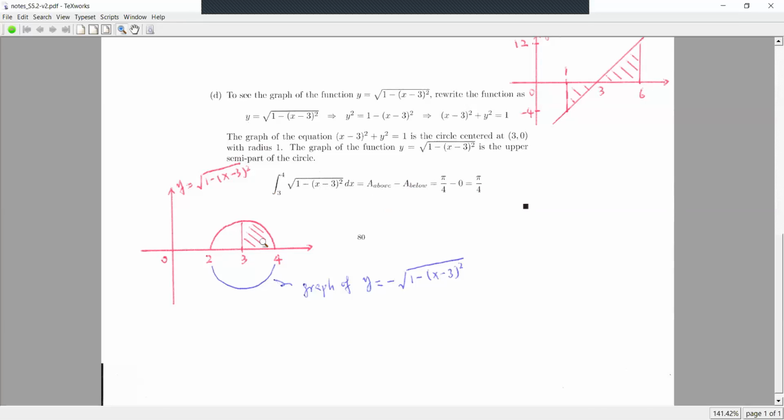A above, the area above the x-axis, is a quarter of the area of this circle. The area of this circle is pi r squared. R is 1, so the area of this circle is pi. A quarter of pi, so pi over 4 is the total area above the x-axis. So pi over 4 minus 0 is pi over 4. So this integral, the value is pi over 4.